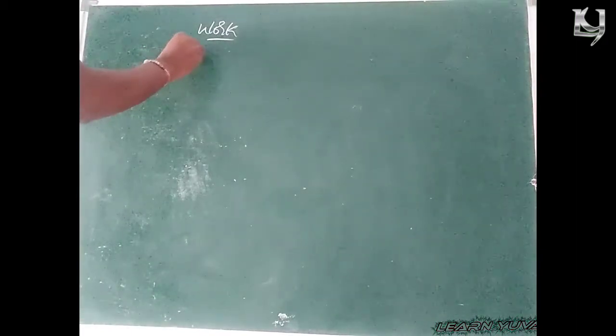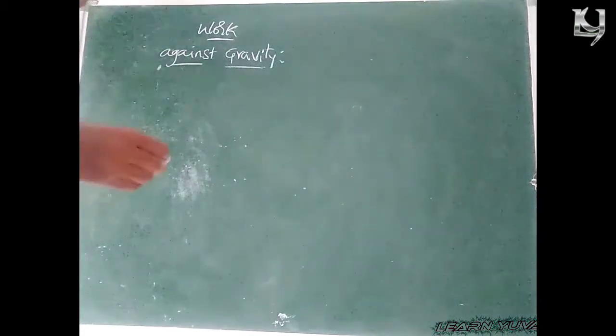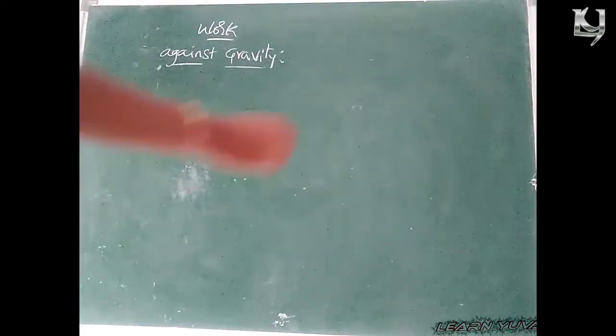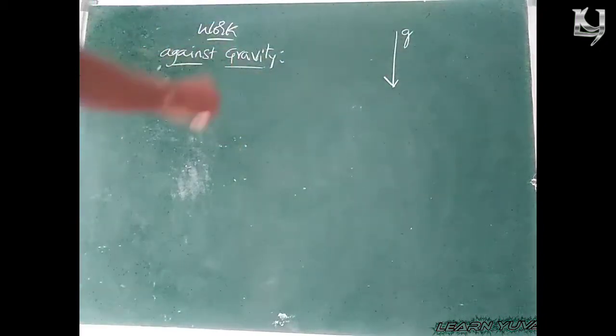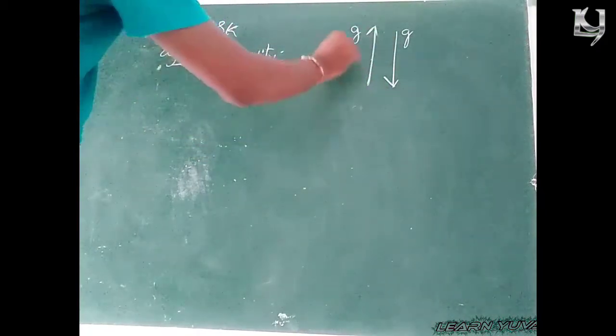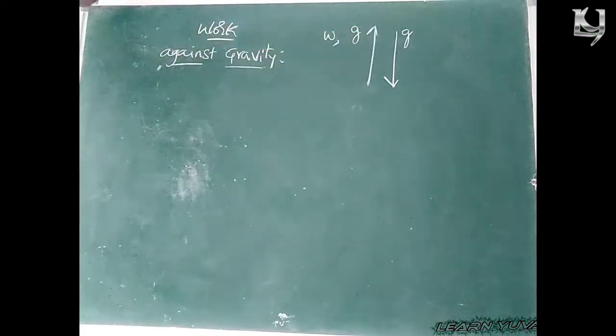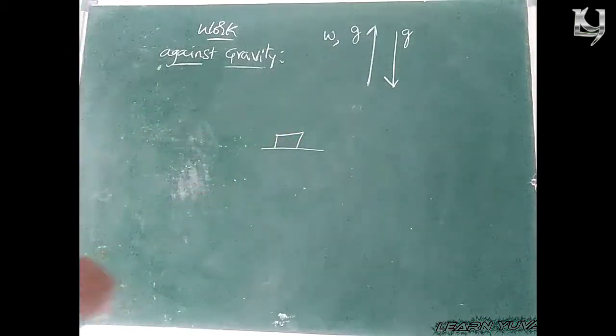For suppose, work against gravity. Against gravity in the sense, gravity always acts in a vertically downward direction, so against gravity means opposite to the gravity. Work done against gravity. In this case, for example, if there is a book on a surface.